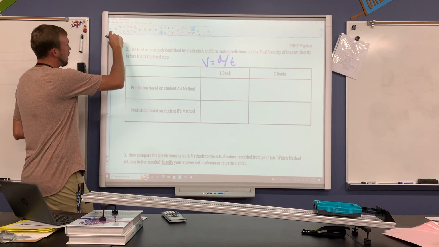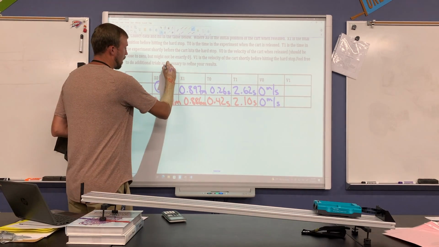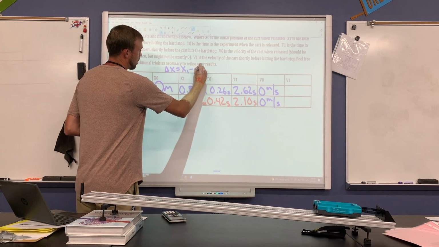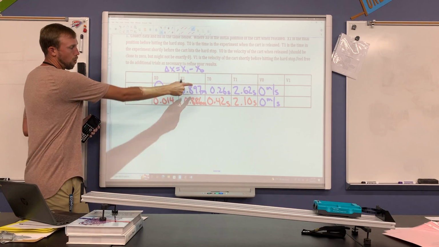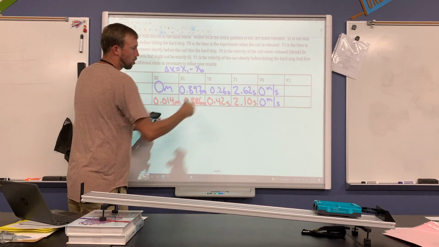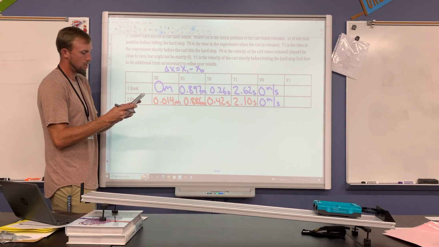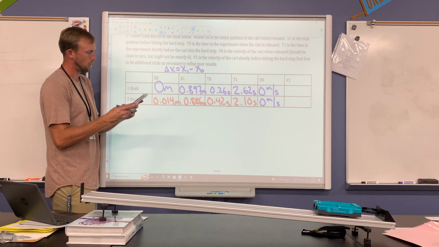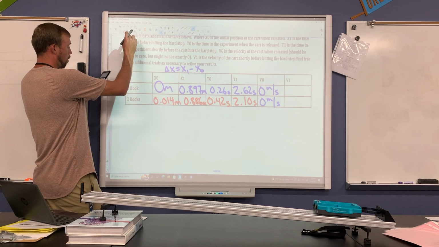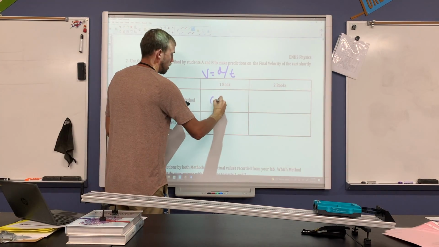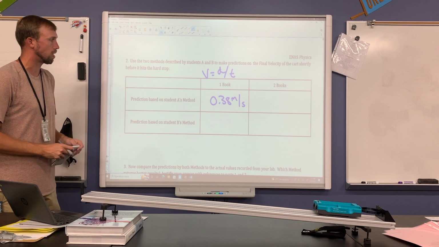So coming back to our data, real quick, our distance traveled is going to be, well, delta x is final minus initial. So for student A, I would take final minus initial, so 0.897 minus 0, divided by our total time. So this was our ending time and our starting time, so this would be 0.897 divided by 2.62 minus 0.26. So there I get a final velocity, according to student A, of 0.38 meters per second. That's what student A would predict the final velocity to be.